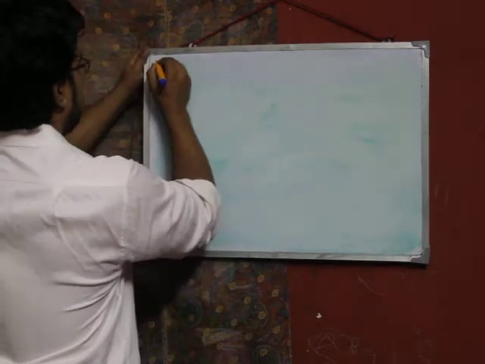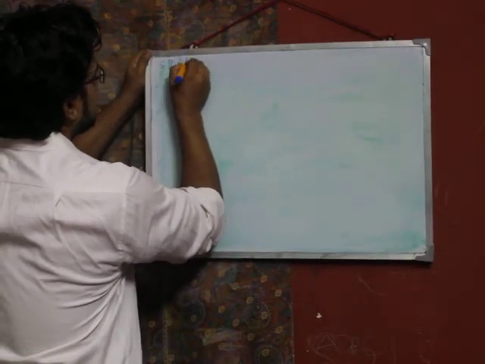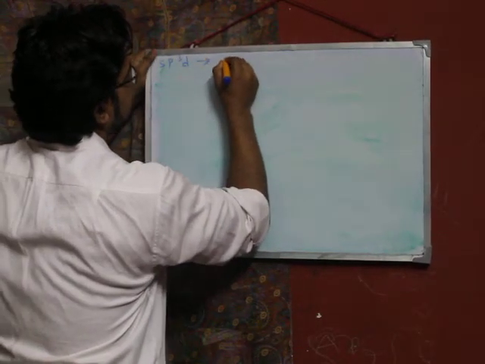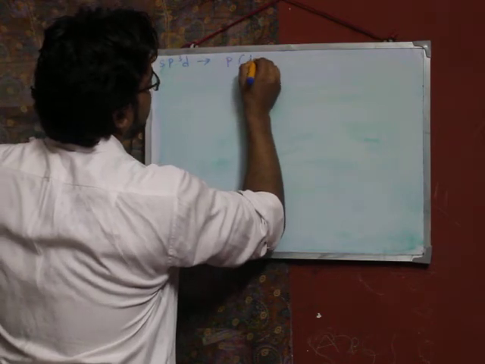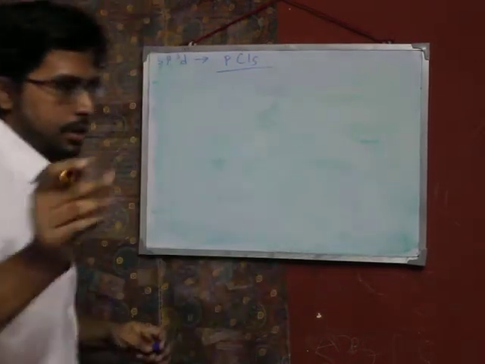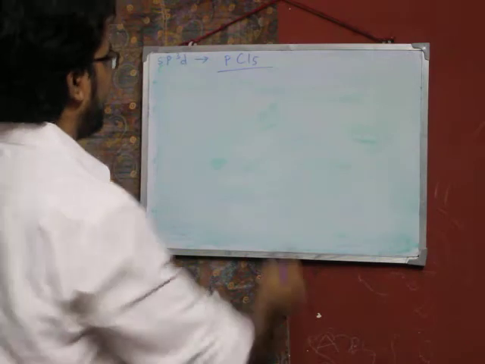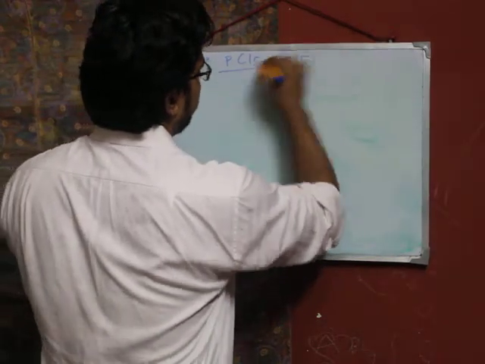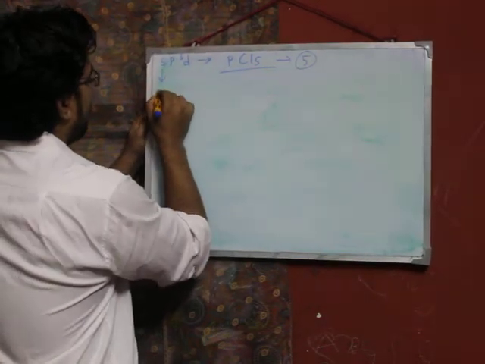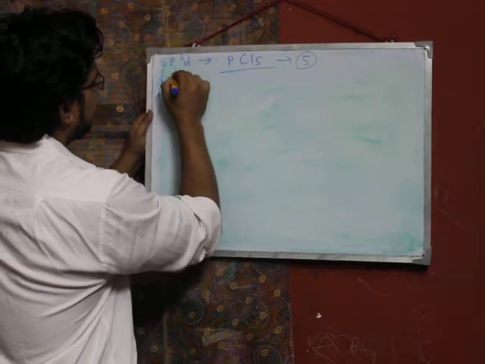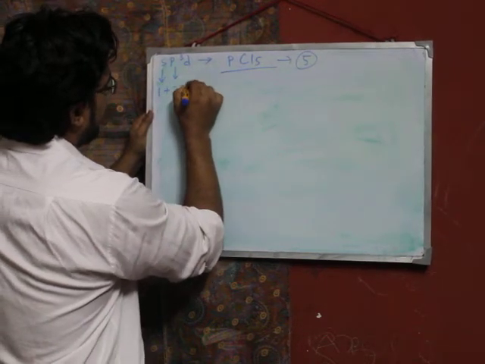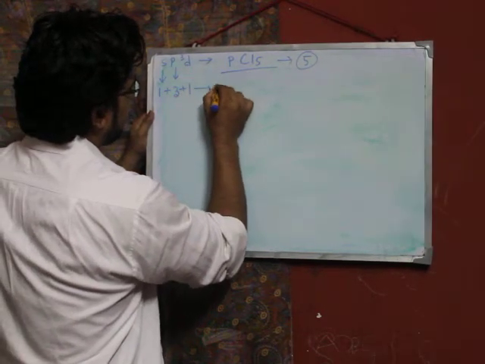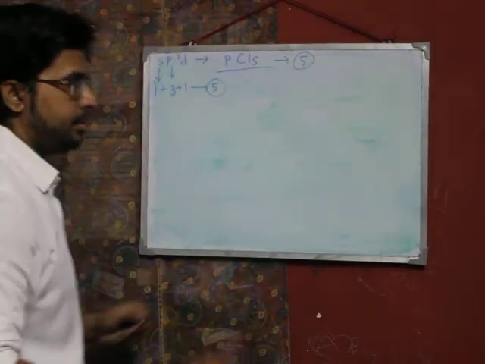A very good example of sp3d hybrid orbital is PCl5. This is a 5 geometry actually. 5 geometry means 1s, 3p and 1d. That is total 5. That is 5 geometry. Right.